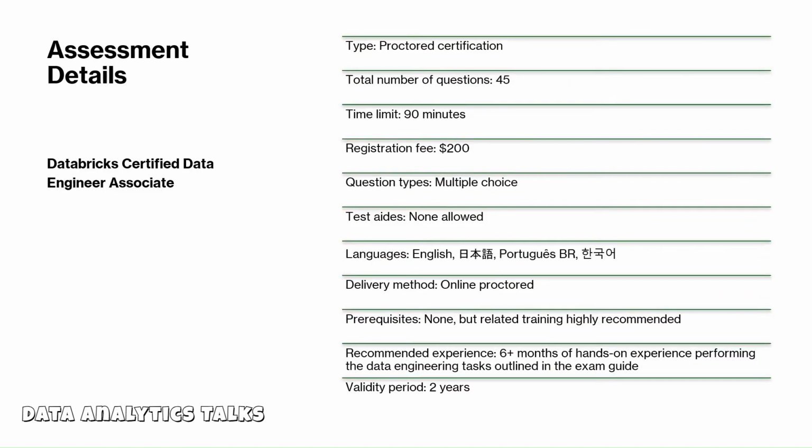Related to this exam, basically this is an online exam. It can be a proctored certification. The total number of questions is 45. The time limit is 90 minutes. And of course, you will have to pay $200 for that. Of course, you will have some vouchers from the Databricks Academy if you complete some courses there. These are purely multiple choice questions. No test aids are allowed. You can take it in multiple languages like English, Portuguese, and so on. And the delivery method is online.